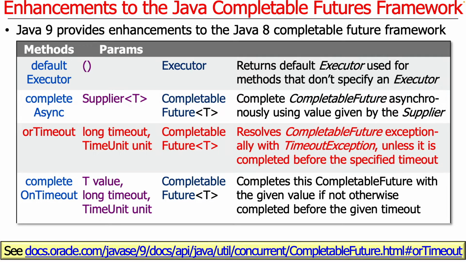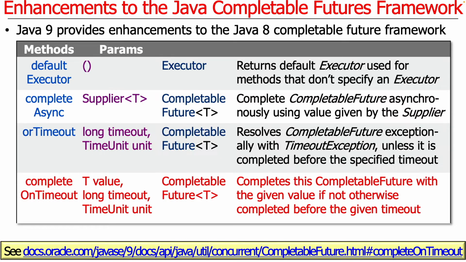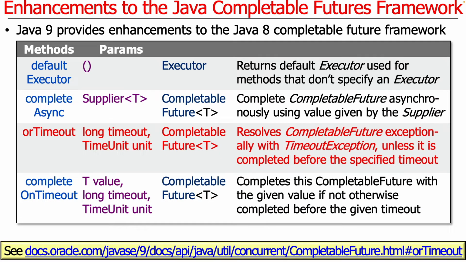The next couple methods were actually pretty useful. There's something called or timeout and something called complete on timeout. The or timeout method takes a timeout and a timeout unit, and what it'll do is it will end up throwing the timeout exception unless the completable future completes before the specified timeout. So you give it a timeout, and if your asynchronous computation finishes before that timeout, all is well. If it's longer than that timeout, then the timeout exception will be thrown. So that's a way of doing timed behaviors without having to have a timed call on join, for example.